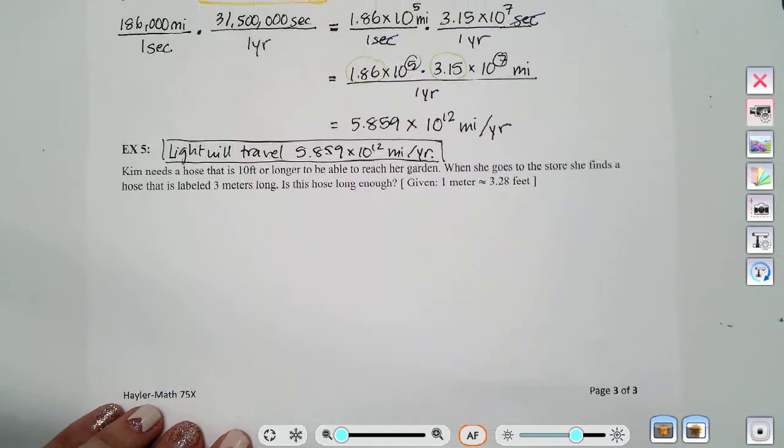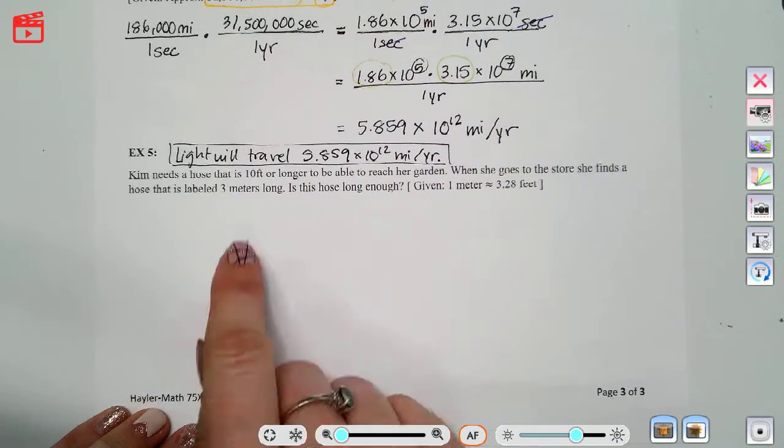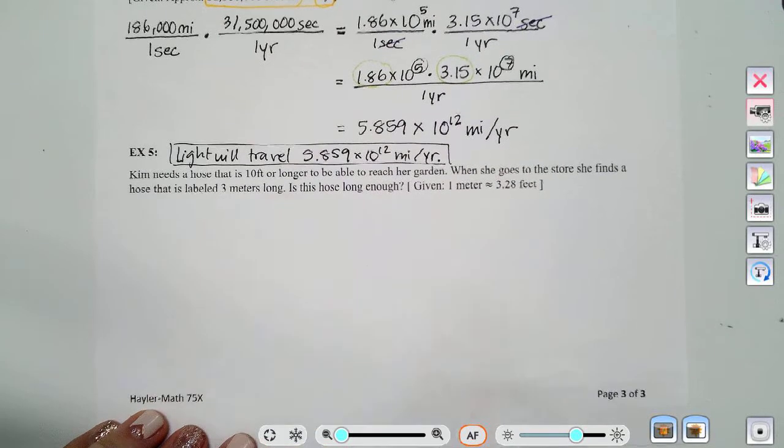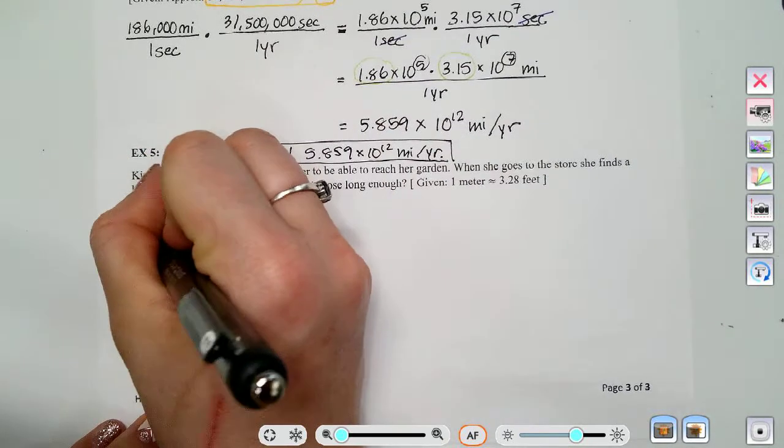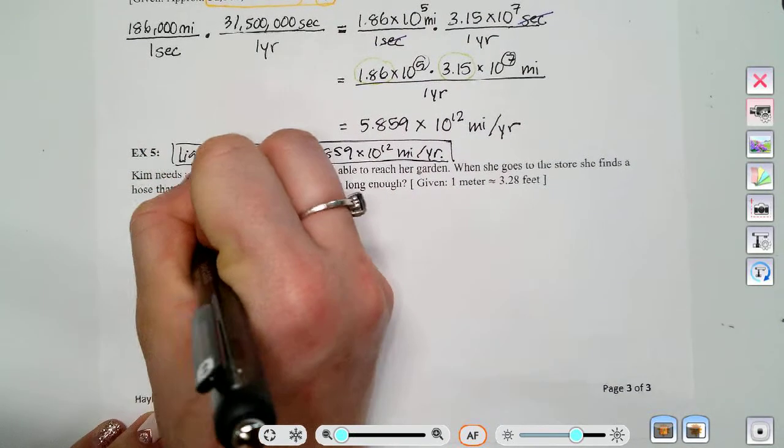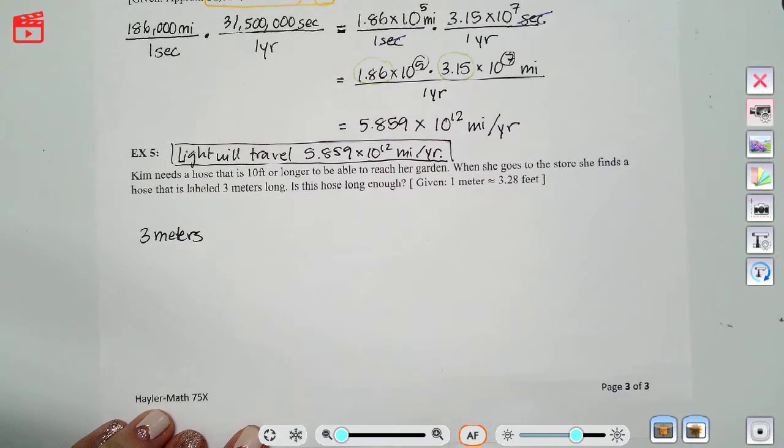So we're going to start with, what do we know? Well, we know that her hose is 3 meters. Okay, so that's what we know, so I'm going to write that down. 3 meters. Okay, and we're going to try to convert this into feet and compare. So our goal is feet.